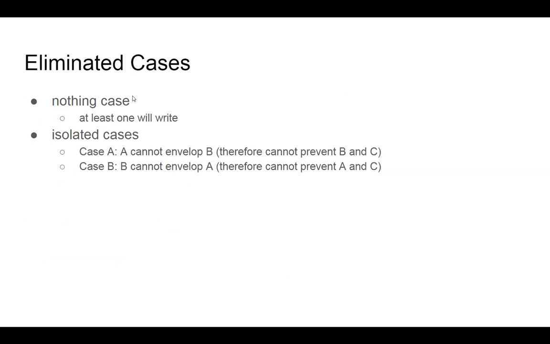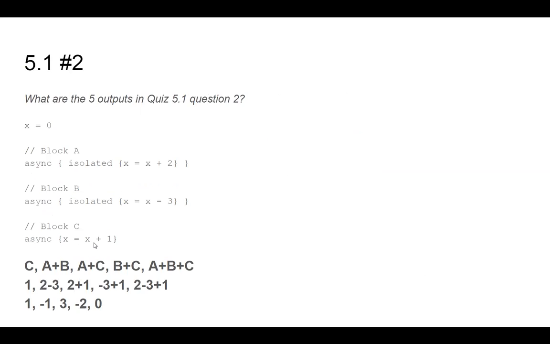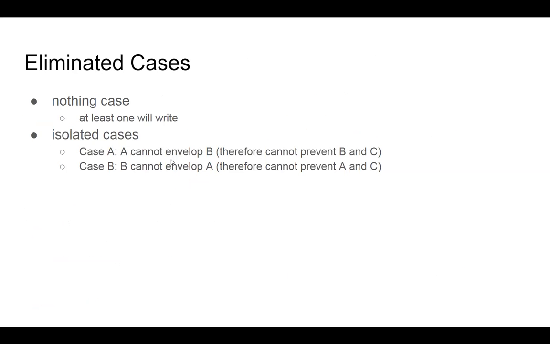So there's 8 total cases. Let's eliminate 3 of them. The nothing happens case. Well, at least one of these reads and writes is going to happen, right? Somebody's writing their value out to X, right? So it's not that none of them can happen. So that one's eliminated. There's another case that can happen, which would be that only A happened. Only A's work was contributed, right? But that can't happen because A can't envelop B, right? And so with that, the case where only A happens is out. And the case where only B happens is out for the same reason, except B cannot envelop A.